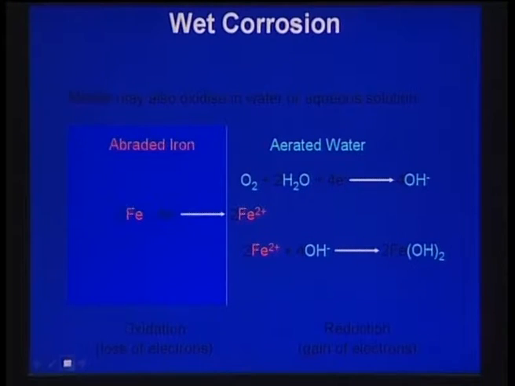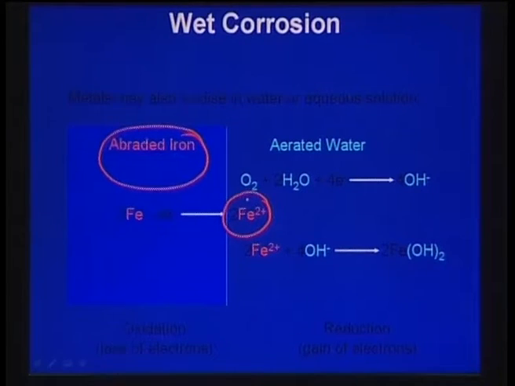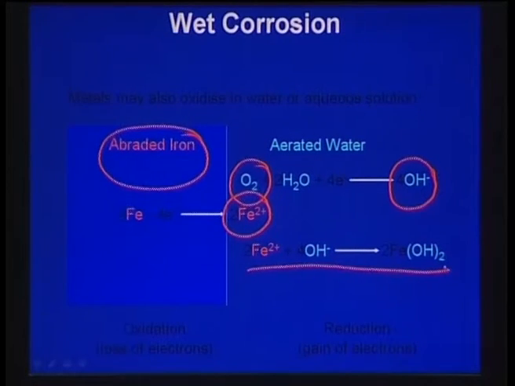Wet corrosion means, for example, this is abraded iron, that is, iron or iron based steel materials. Now, iron can be oxidized to form Fe+2 ions, and in aerated water, dissolved oxygen can form OH-, and Fe+2 can react with the OH- to form iron hydroxide. So, that is the way iron will be continuously leached out from the metal, and that is the corrosion mechanism by which iron will be corroded in aerated water.